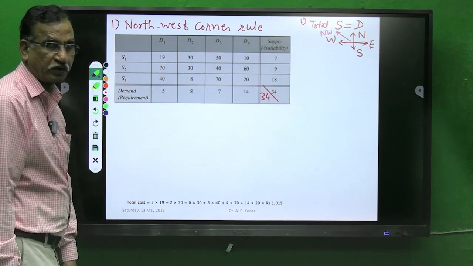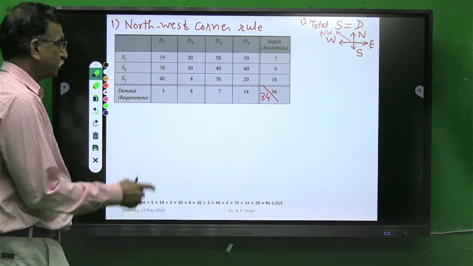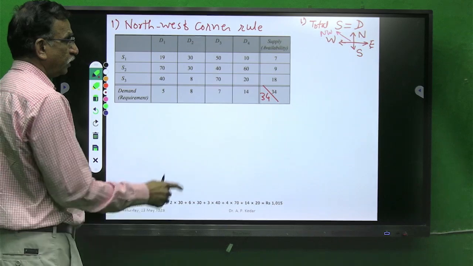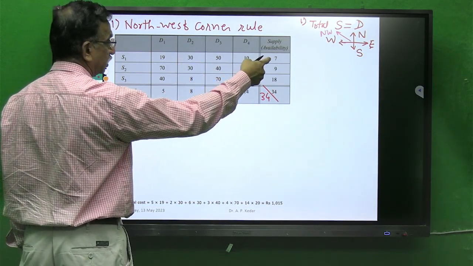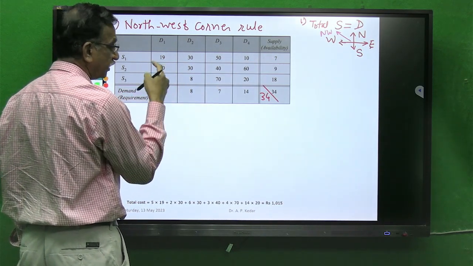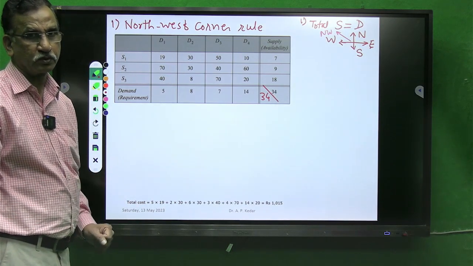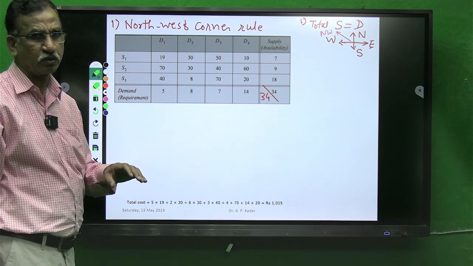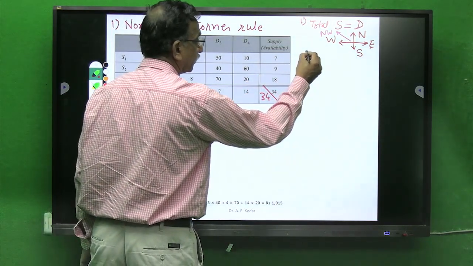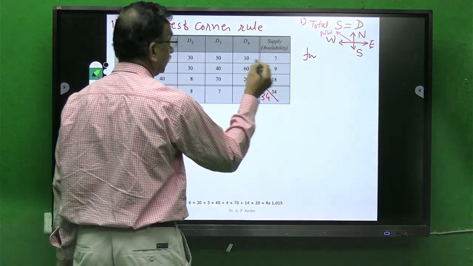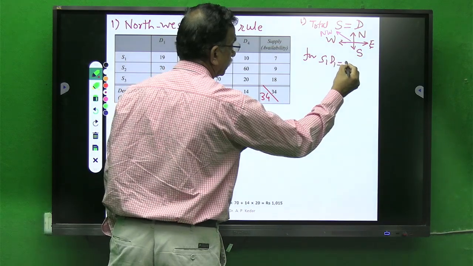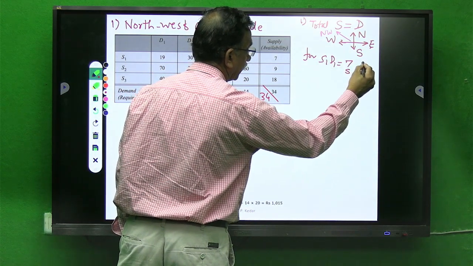So identify northwest cell of the matrix. So definitely this particular cell is northwest cell. S1 D1 is northwest cell. In that, check what is the supply. So for this particular cell, supply is 7, demand is 5. Now when particular demand center is asking limited quantity, we are not supposed to supply more than requirement. That is but natural. So now for S1 D1, I have two options of 7 as supply and 5 as demand.